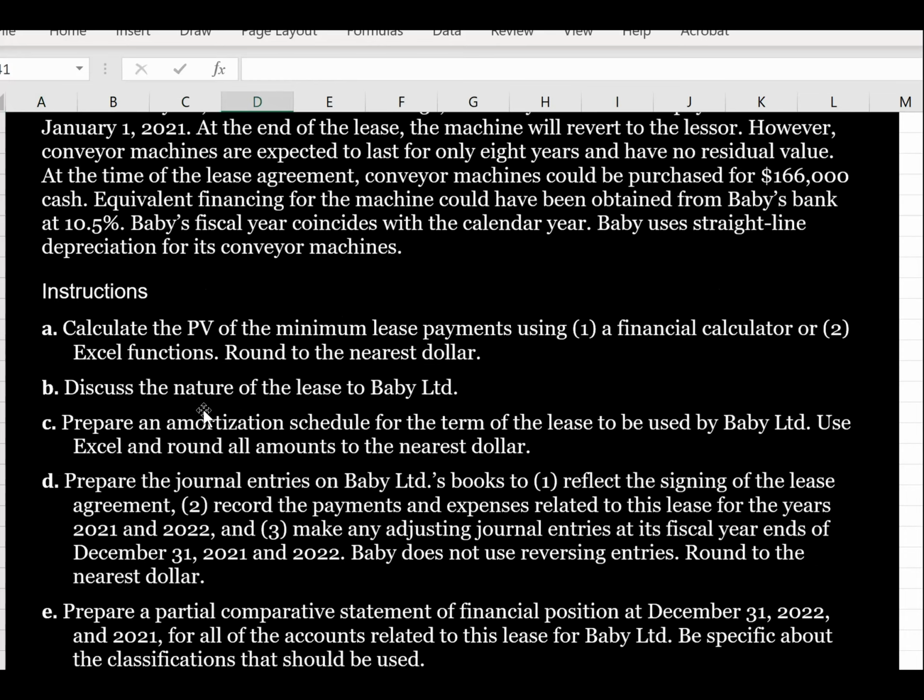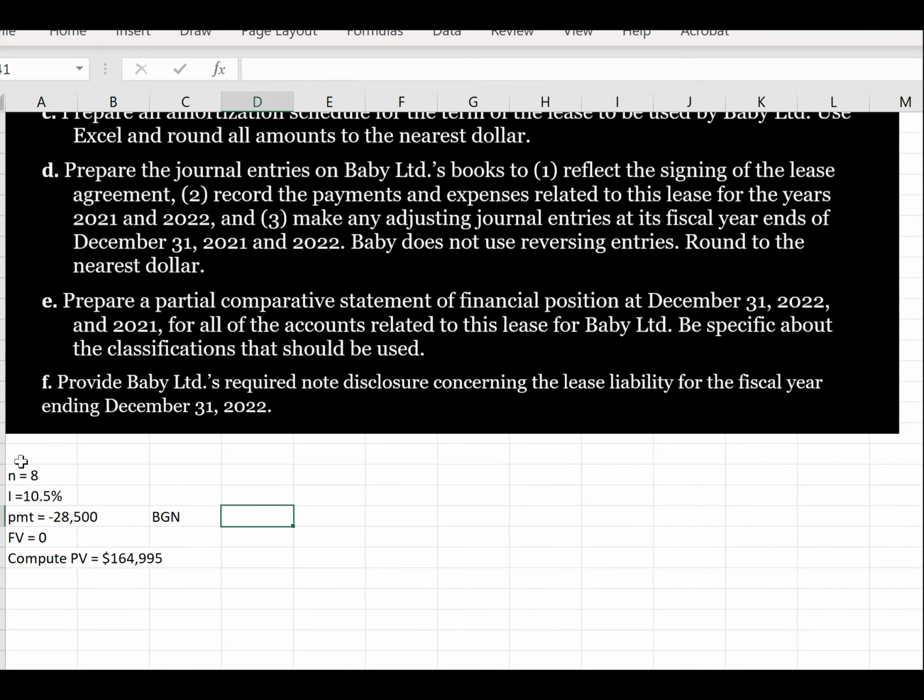B says, discuss the nature of the lease to Baby Limited. Well, this is under IFRS 16, so it's going to be, let's go present value, minimum lease payments, nature of the lease. This is going to be a right of use asset because it's not low value and it's not less than 1 year.